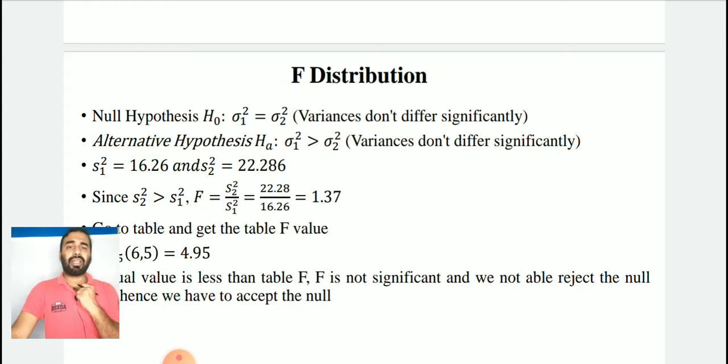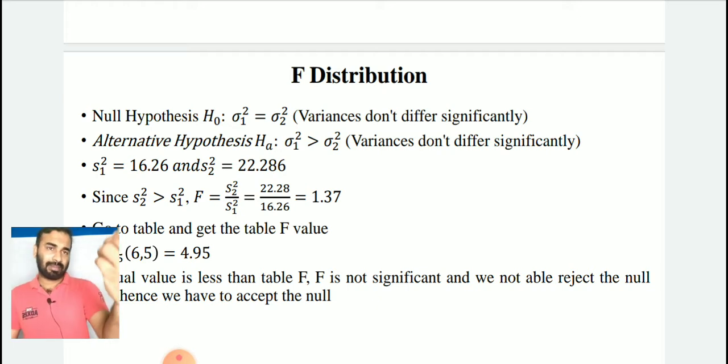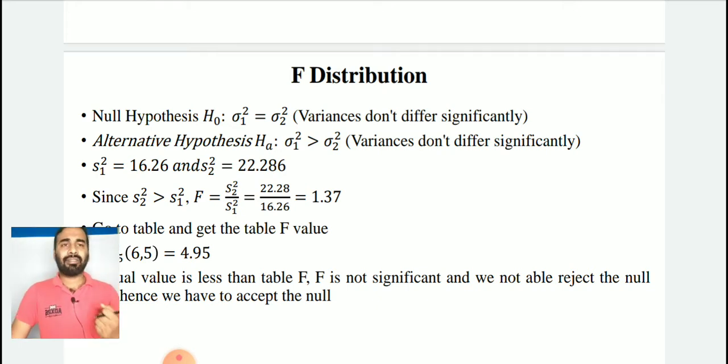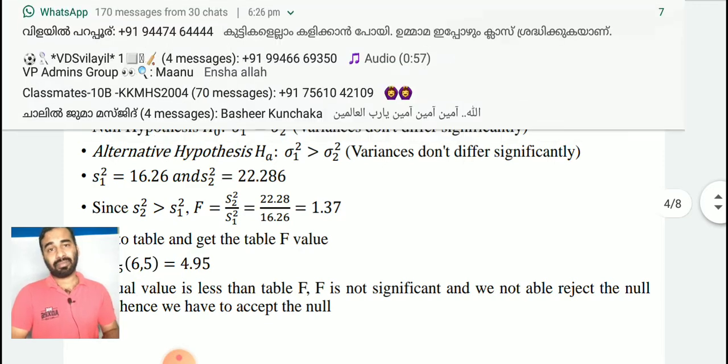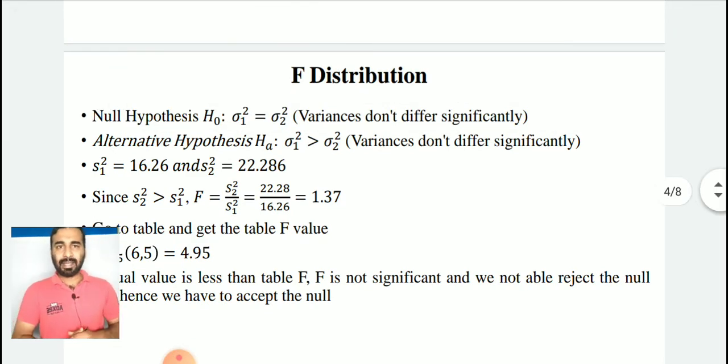Second, what will be the alternate hypothesis? The variances differ significantly. In the slides it is different; it is written as variances do not differ, but not like that. The variances differ significantly. There is a difference. It may be less than or greater than, it doesn't matter. So in this problem, I have computed the variances of the first sample and of the second sample. The first sample variance is 16.26 and the second sample variance is 22.286.